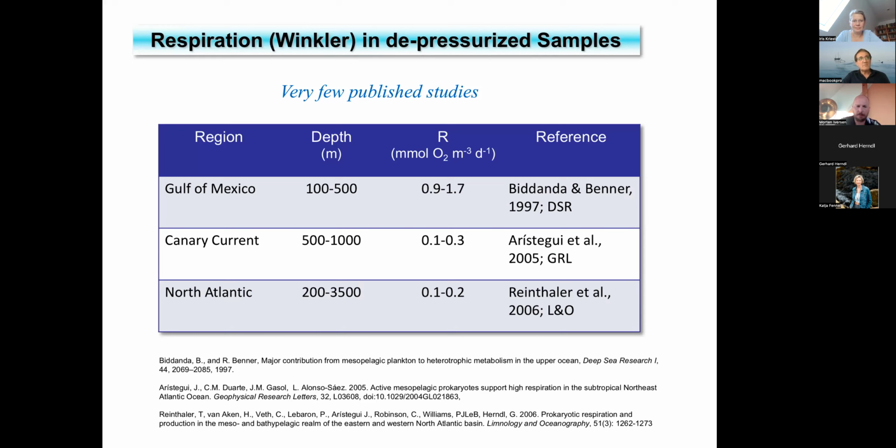Then there is the work that we carried out in the Northeast Atlantic near the Canary region in 2005. This is clearly the mesopelagic layer, and it is a region highly affected by advection of organic material. So it is a very productive region in terms of bacterial activity. There were many proxies of bacterial activity, not only respiration, that give you the idea that the bacteria were really active in this region.